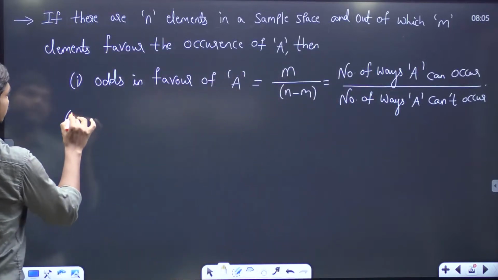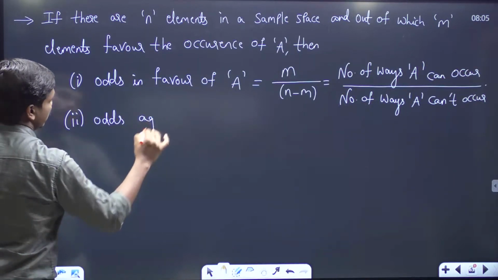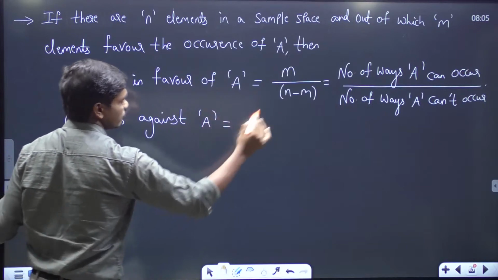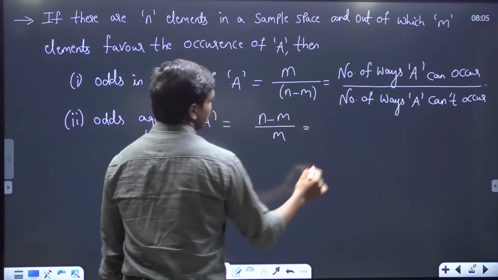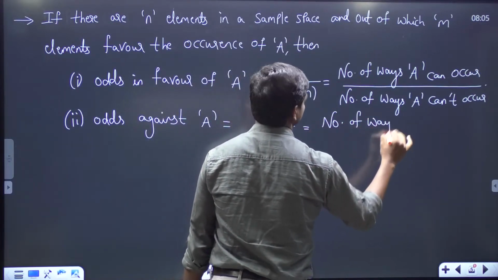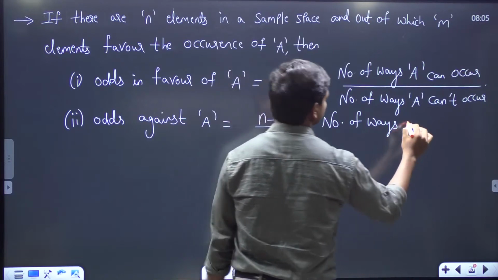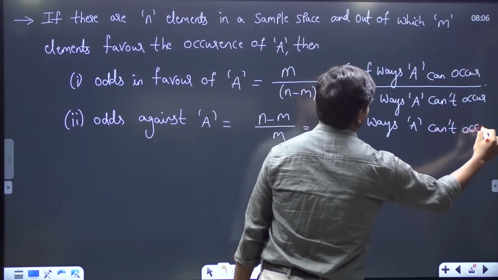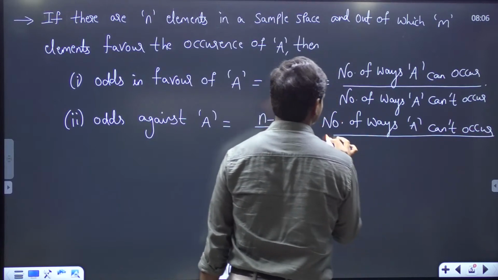Next, odds against A. Odds against A is nothing but the inverse of this. So n minus m divided by m, which is the number of ways A cannot occur divided by the number of ways A can occur.